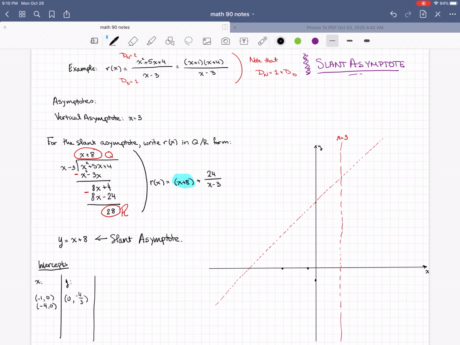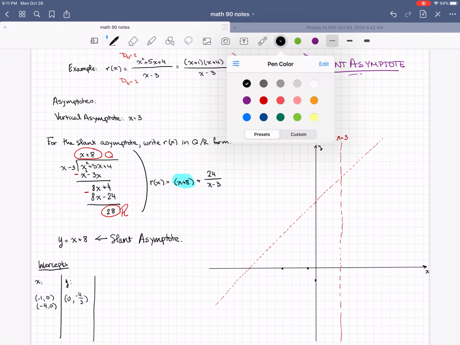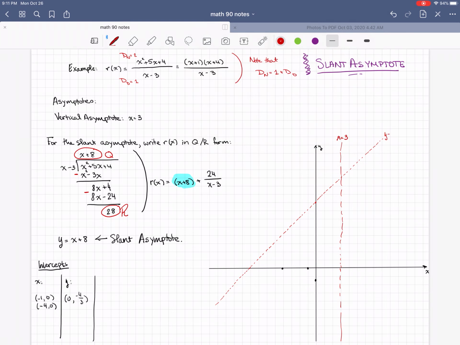Okay? And then last but not least, where does this function cross its slant asymptote? So imagine that it crosses it here somewhere. Well, the slant asymptote is the line, in fact, let's label it, y equals x plus 8. So any point on the graph of the slant asymptote, whatever its x-coordinate is, its y-coordinate is x plus 8. And you remember that when we were dealing with x-intercepts, those are points where the y-coordinate is 0.